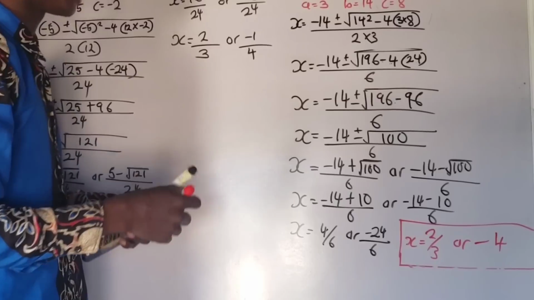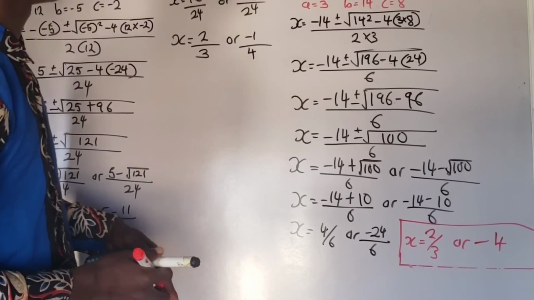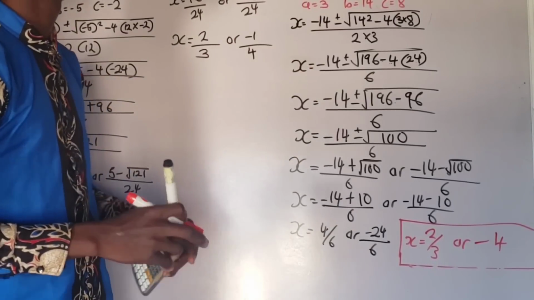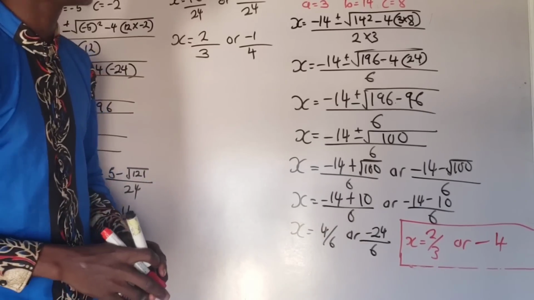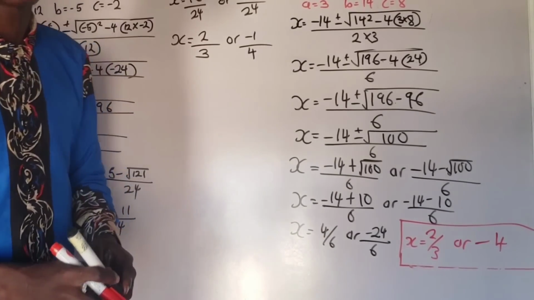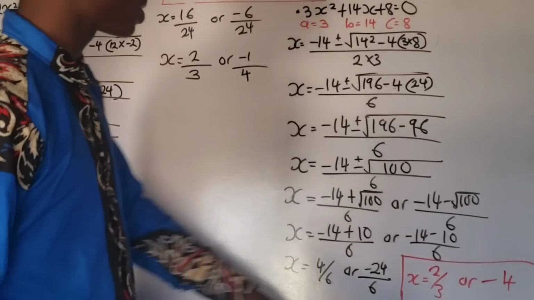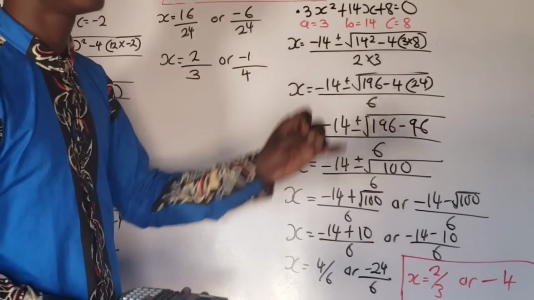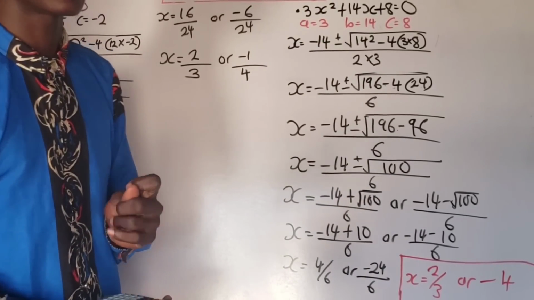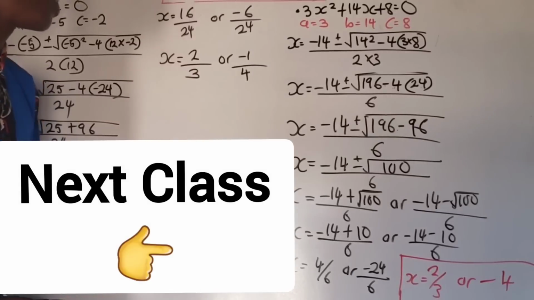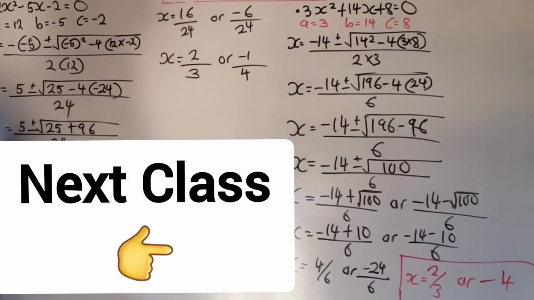That is the value of x that satisfies the quadratic equation 3x squared plus 14x plus 8 equals 0, you understand? That is, by substituting these values into this quadratic equation, we're going to arrive at 0, you understand? Okay, so that will be all for this class. If you have any question regarding this, let me know in the comment section.